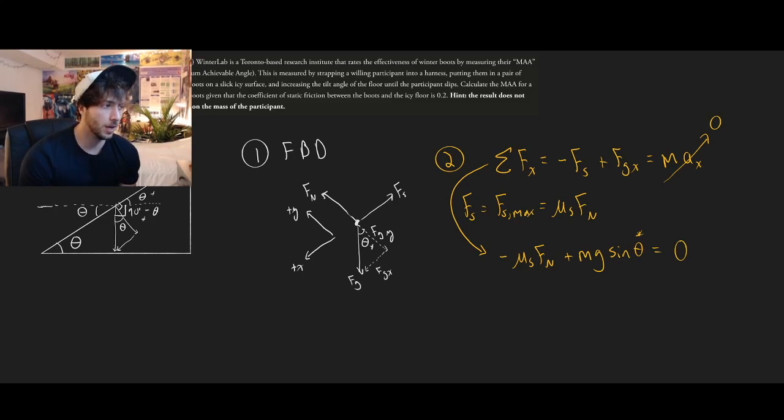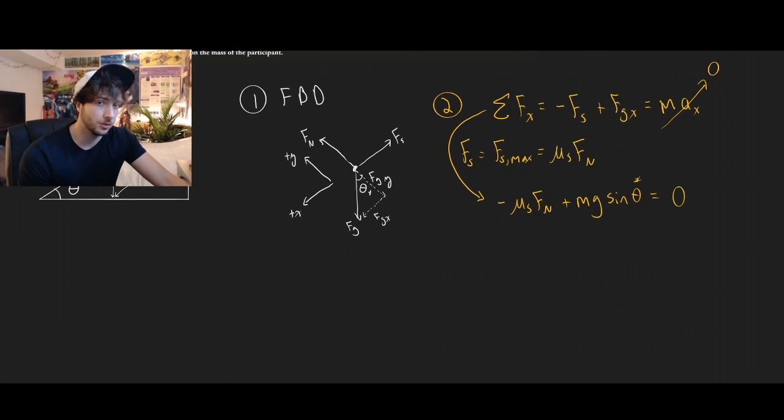But there's a bit of a problem in that we have the mass in this equation that we don't know, and we also have the normal force in this equation that we don't know. So before we can solve for theta, we have to deal with that. So the natural next step here would be to do the sum of the forces in the y direction. So that might be step 3.